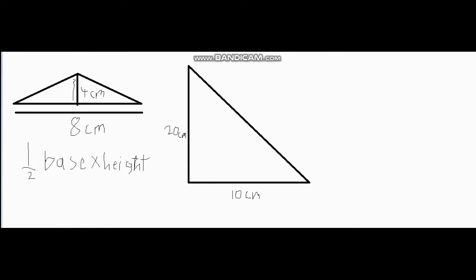So let's start with this triangle. For this triangle, we have a base of 8 centimeters and a height of 4 centimeters. So we'll go half times 8 times 4. Now half of 8 is 4, so we end up with 4 times 4, which would be 16. And of course, we have to always remember our unit, so that's 16 squared centimeters.